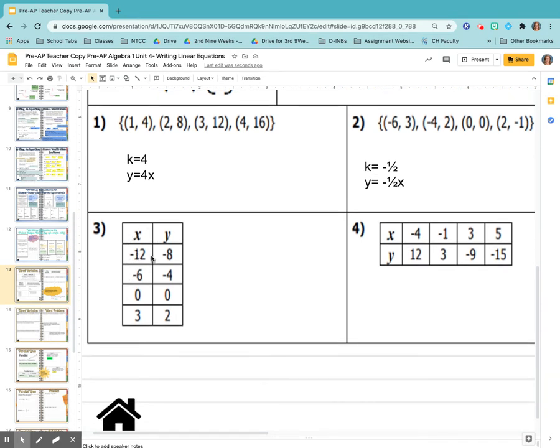So on number 3, we have -12 and -8. I'm going to go to another page of my composition book. So we're doing y over x. So that would be -8 over -12, -6 over 4, 0 over 0, and 2 over 3.